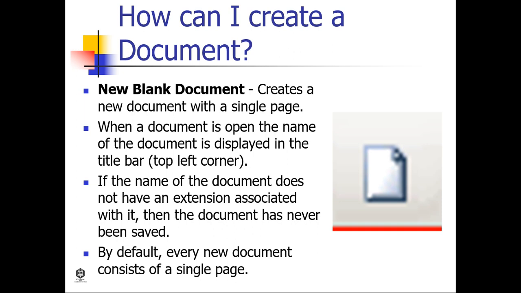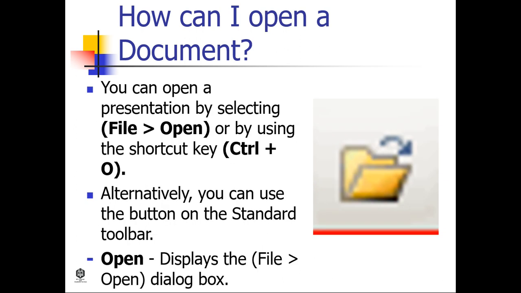For example, New Blank Document creates a new document with a single page. When a document is opened, the name of the document is displayed in the title bar or top left corner. If the name of the document does not have an extension associated with it, then the document has never been saved. By default, every new document consists of a single page.